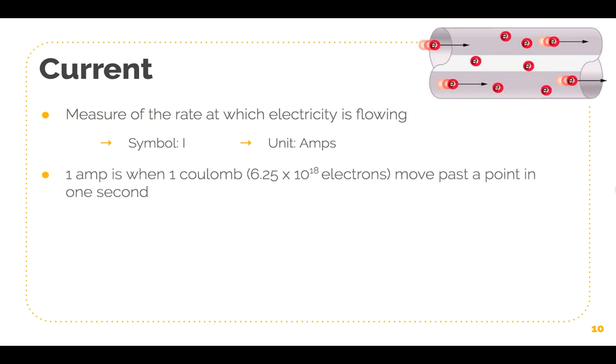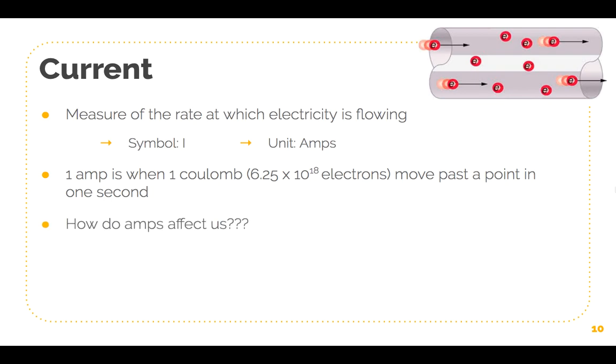1 amp is when 1 coulomb, or 6.25 times 10 to the 18 electrons, so that's millions and billions and trillions of electrons, are moving past a point in 1 second. So how fast those electrons are moving past 1 point just in 1 second.